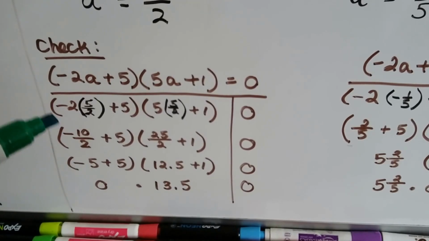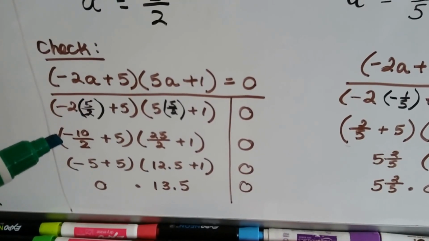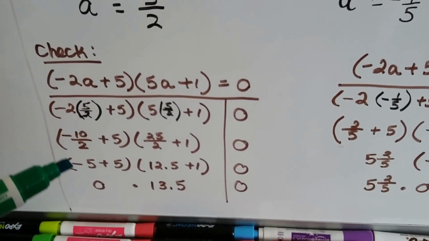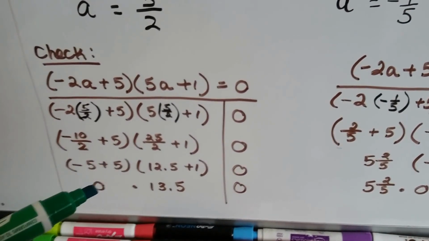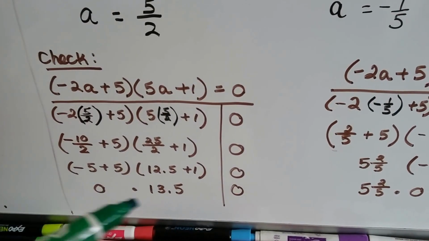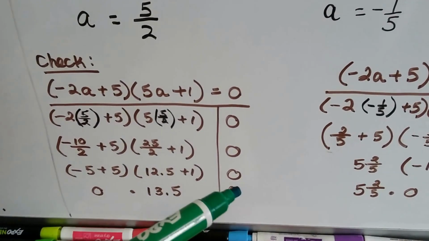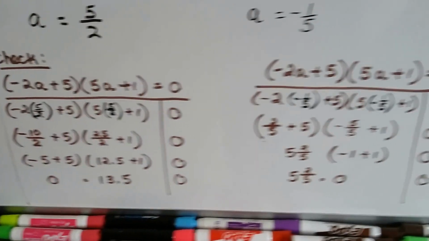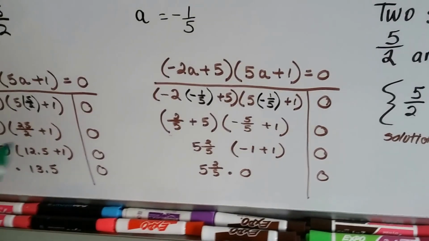And when we look over here at plugging in the 5 halves, it gives us a negative 10 over 2. That's a negative 5 plus 5. That's our 0. So it doesn't matter what the math is on this side. We know whatever it is, it's going to be multiplied by 0, so the answer's got to be 0. So that worked. And you can do the math if you want.